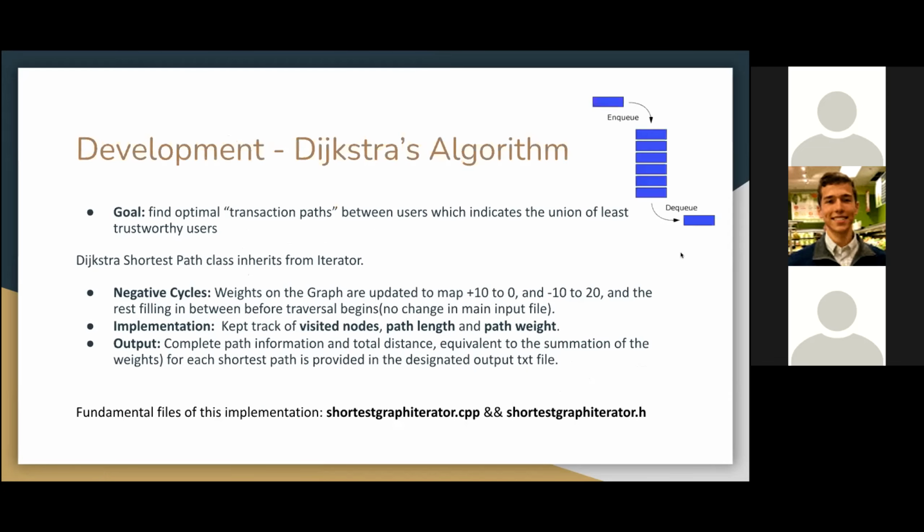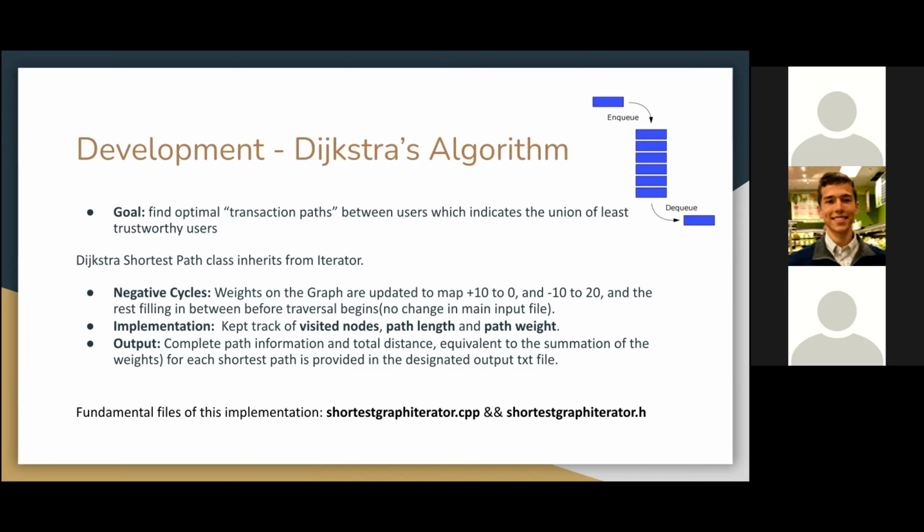The second algorithm is Dijkstra's. The goal for this algorithm is to find the optimal transaction paths between users, which indicates the union of least trustworthy users. We again inherit from the iterator class, and the issue with this algorithm was that we had to change the graph structure. We had to map negative values to positive ones, so we added +1 to each weight.